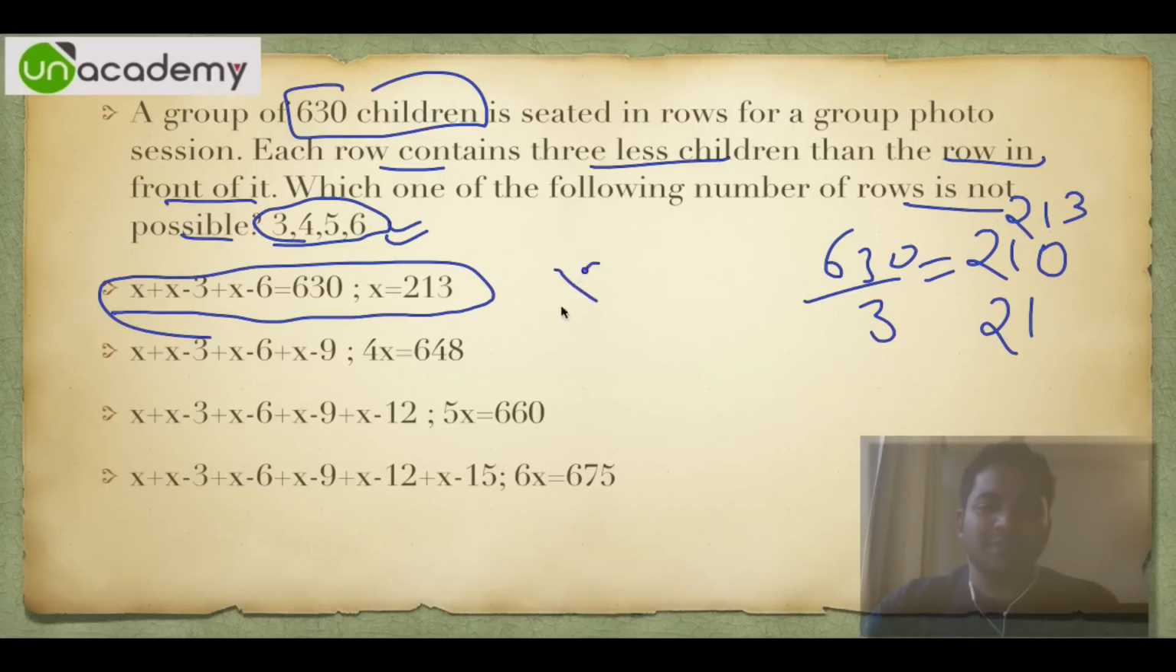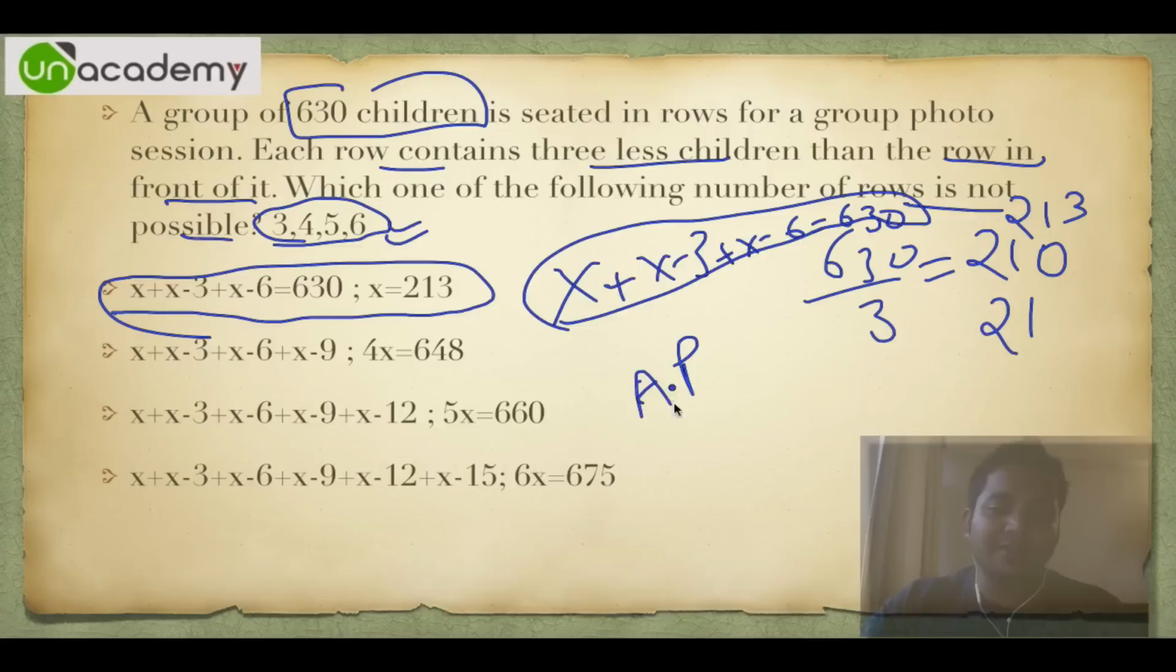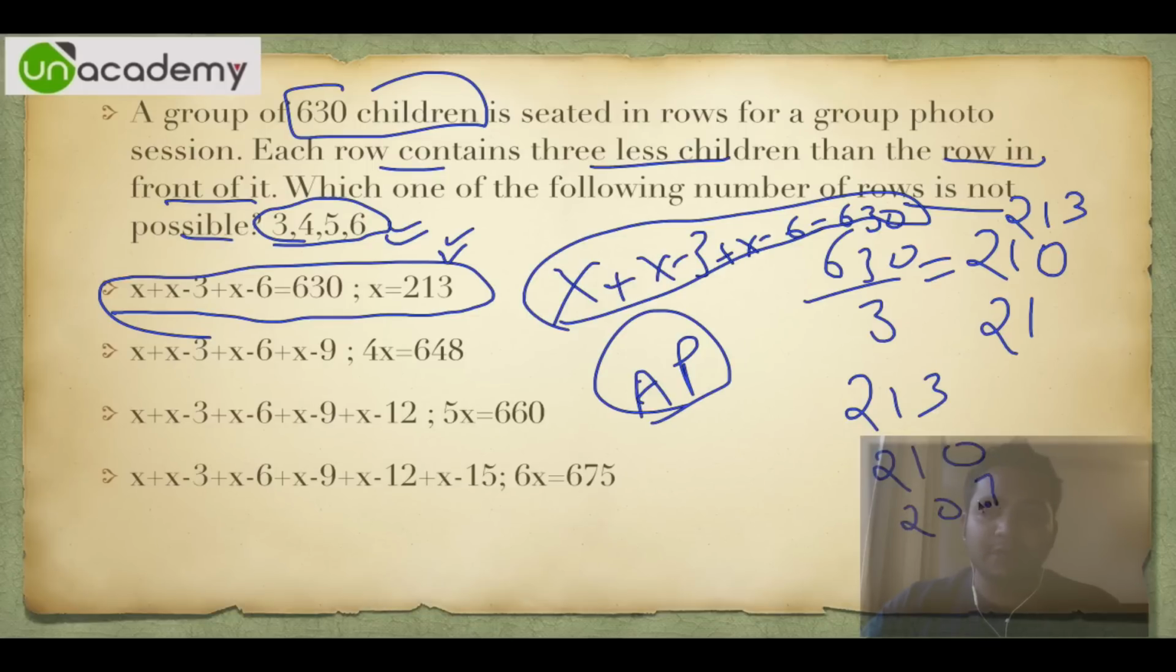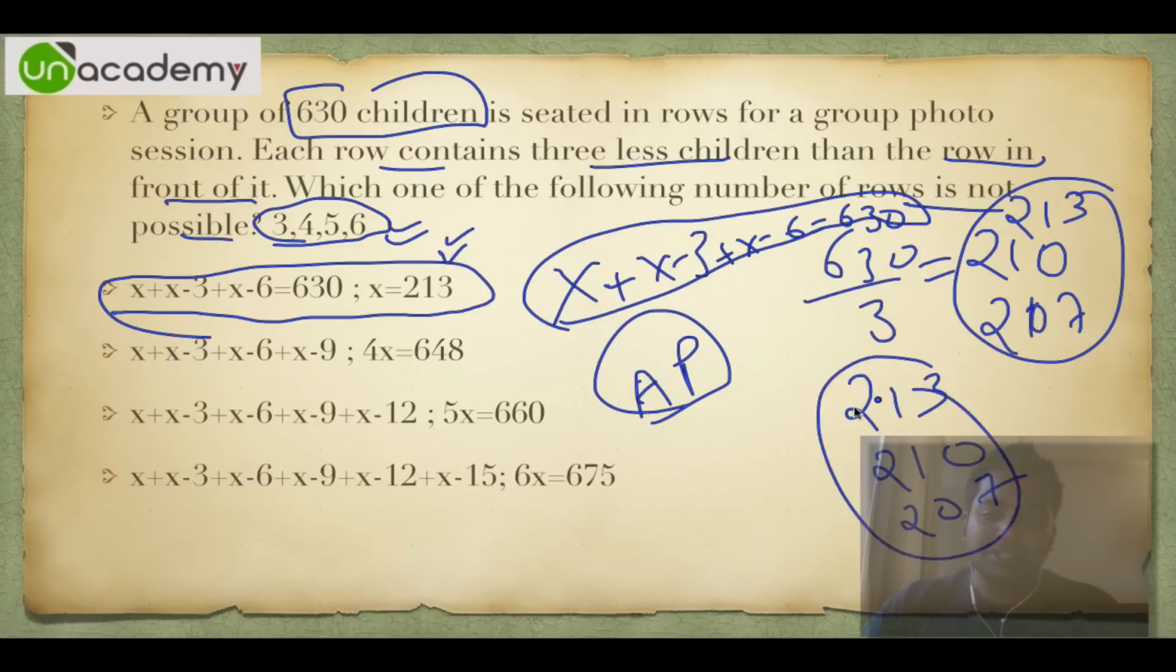Let's assume the number of rows is x. Then the other row will have x minus 3, the next row will have x minus 6, and that equals 630. This is no formula, don't say it's AP, arithmetic progression and all, just pure common sense, nothing else. So you see x will come out to be 213. So one row can have 213, then another can have 210, then another can have 207. It's as simple as that. That's what I did by common sense. Divided by 3, you will get this number. So this is very much possible.